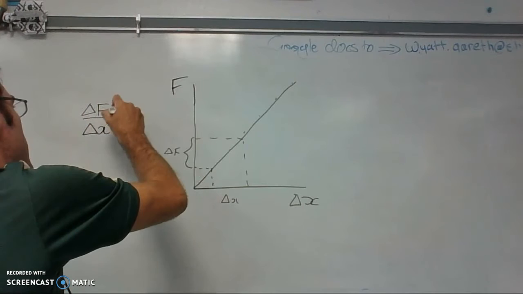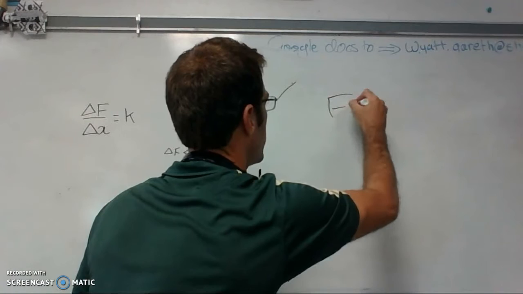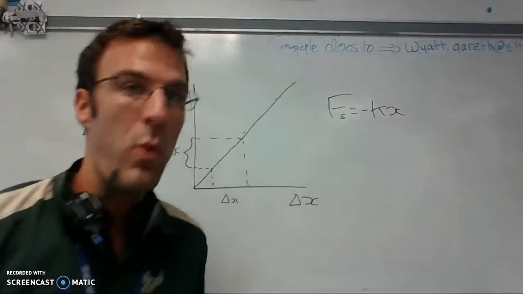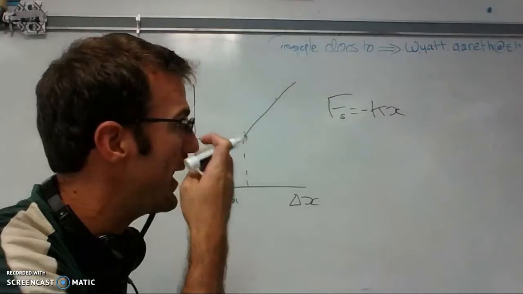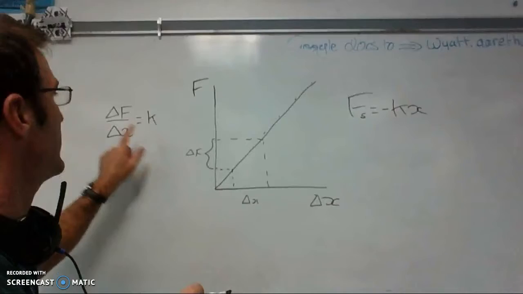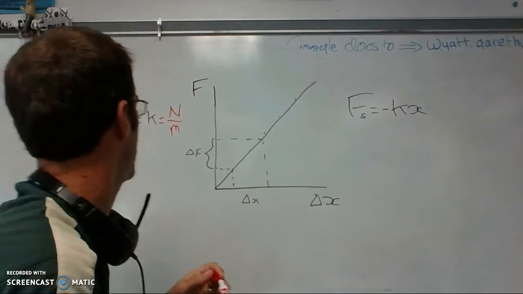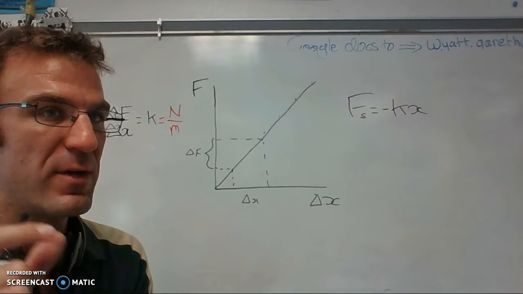When we rearrange this, we end up with something we call Hooke's law, after Mr. Hooke. Hooke's law says the force of a spring equals negative kx, where F is the force that you have to apply on the spring, x is the amount that the spring is stretched, and k is the spring constant. k is change in force over change in position, so it has units of newtons per meter. But that is a number very specific to a spring.